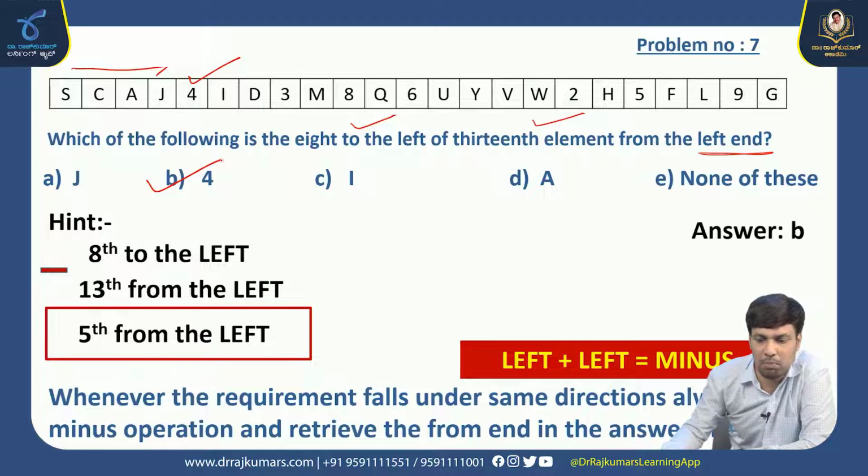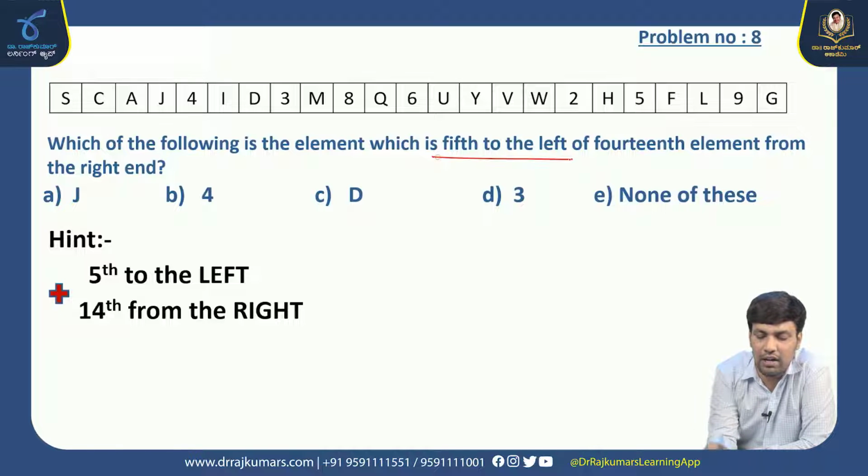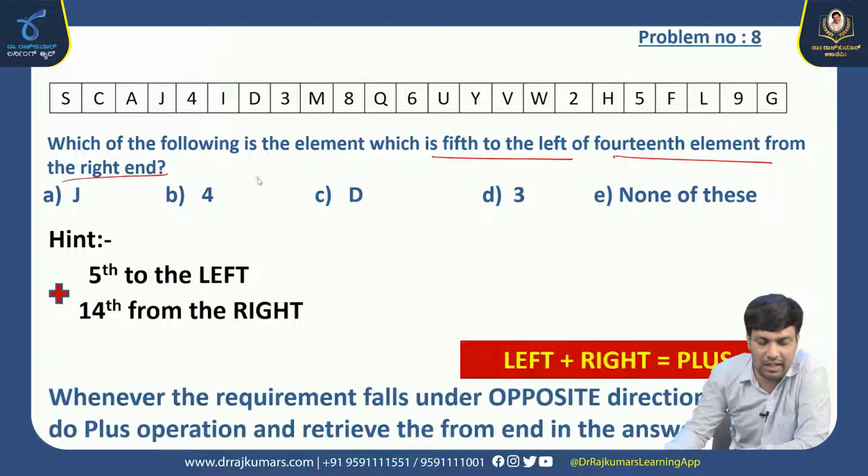Moving on to our next problem. Which of the following is the element which is fifth to the left of 13th element from the right end? Here we need to satisfy two conditions, that is 5th to the left and 13th from the right end. Let's see the hint now. Whenever the requirement falls under opposite direction, always do a plus operation and retrieve from end in the answer line.